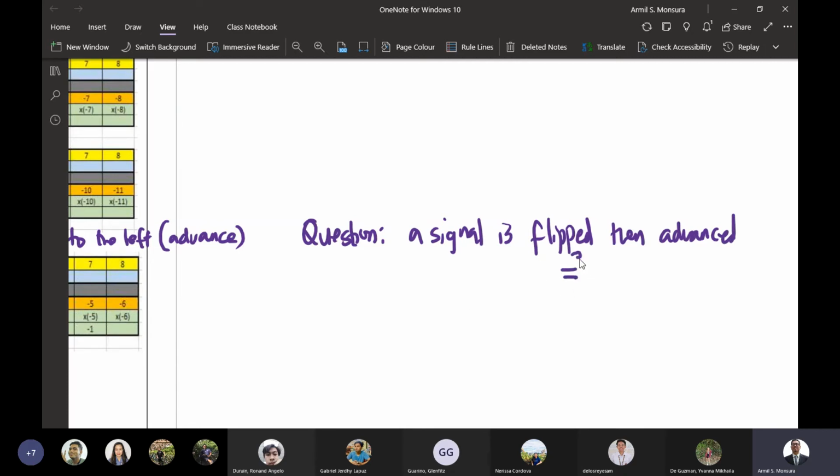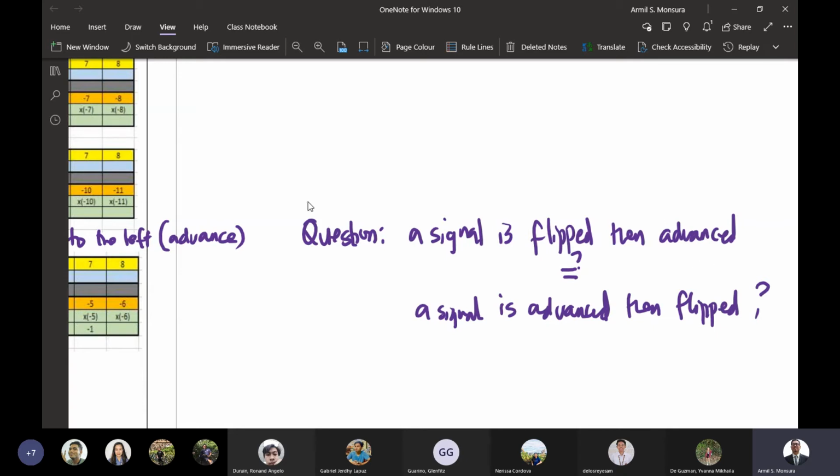Lagyan natin ng question mark sa taas para tanong siya. Okay. So, a signal is flip and then advanced. Is it equal to a signal that is advanced then flip? Okay. Pag-isipan niyo yan ha. And also, aside from flip at advance, pwede namang flip and delay.